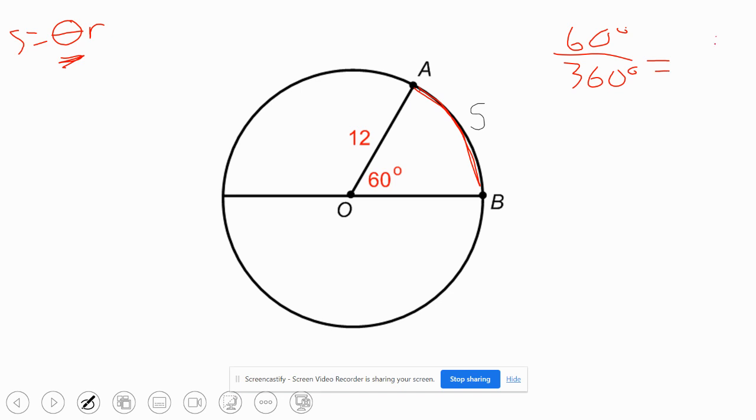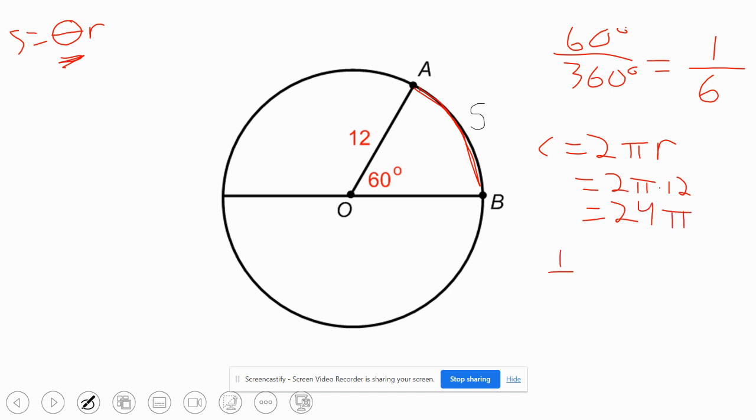If you were to simplify that fraction, you get a sixth of the circle. So if I can find the whole circumference and divide it by 6, or multiply it by a sixth, then I have the arc length. So circumference equals 2 pi r. Since the radius here is 12, 2 times pi times 12, the circumference is 24 pi.